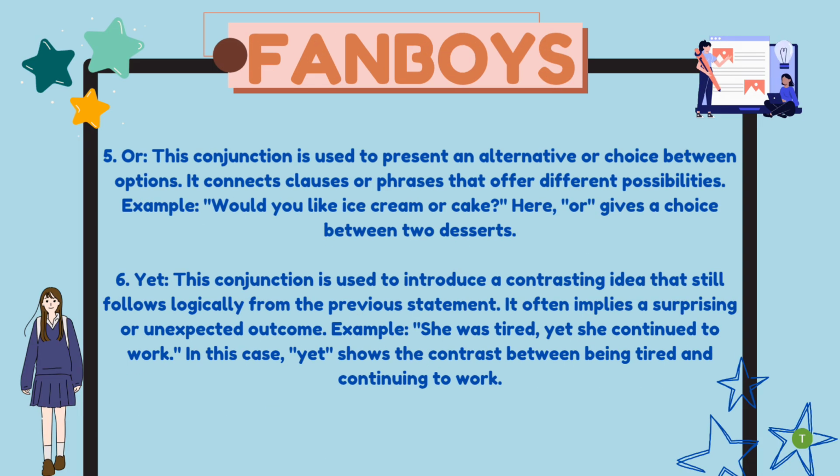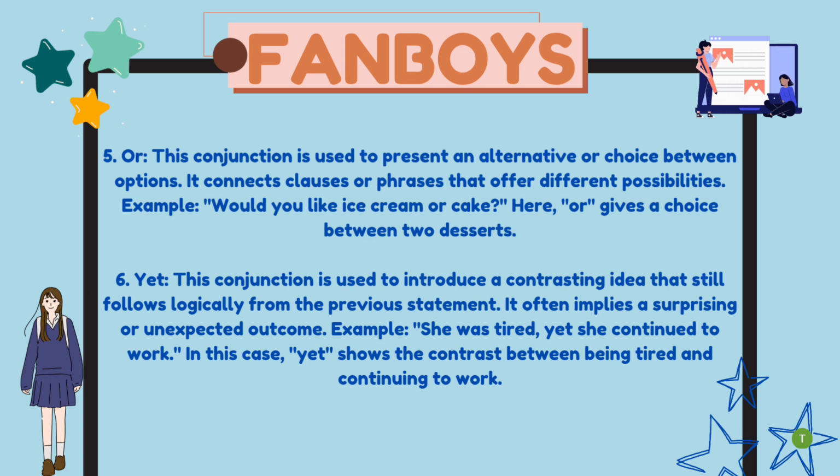Fifth one is or. This conjunction is used to present an alternative or choice between options. It connects clauses or words that offer different possibilities. For example, would you like ice cream or cake? Here, or gives a choice between two desserts.